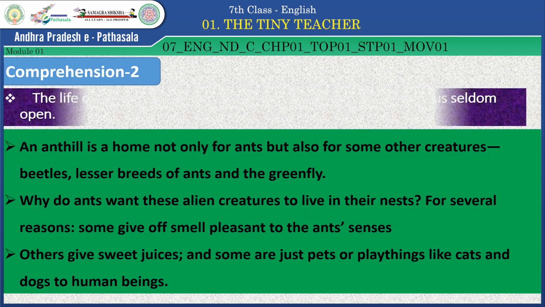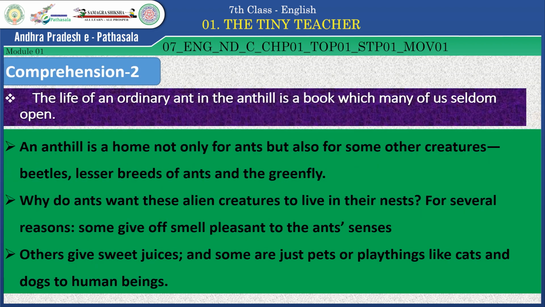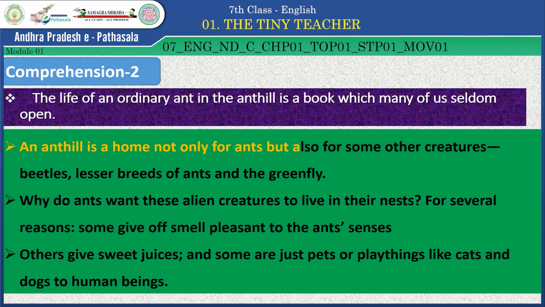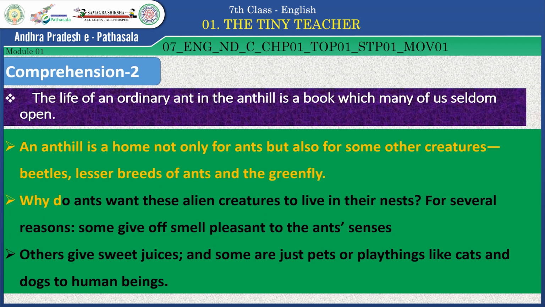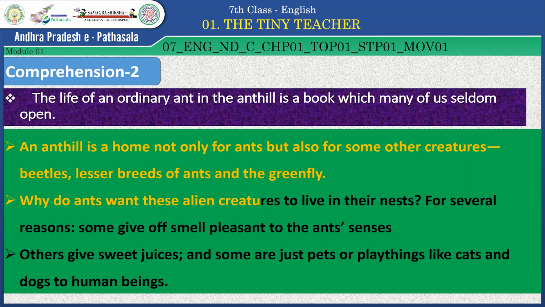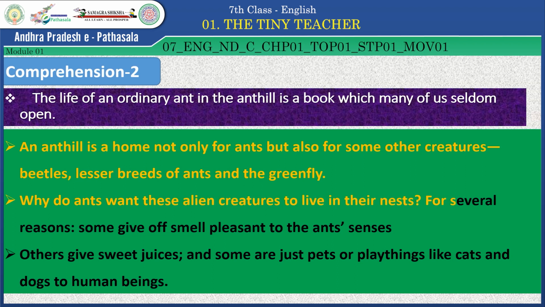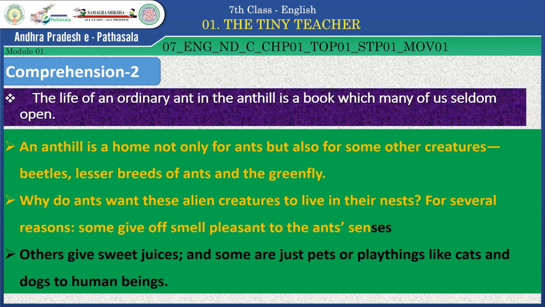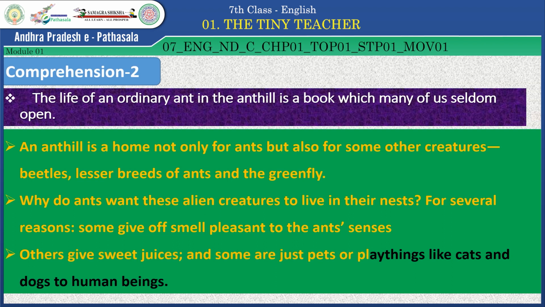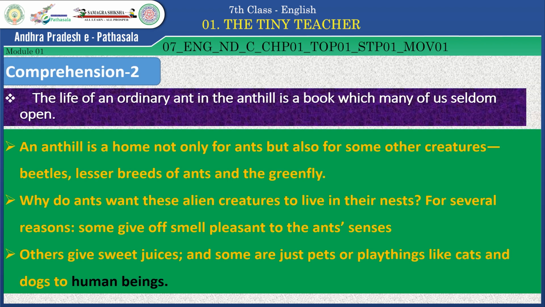The Life of an Ordinary Ant in the Ant Hill is a book which many of us seldom open. An ant hill is a home not only for ants but also for some other creatures: beetles, lesser breeds of ants, and the greenfly. Why do ants want these alien creatures to live in their nests? For several reasons. Some give off smell pleasant to the ants' senses. Others give sweet juices, and some are just pets or playthings like cats and dogs to human beings.